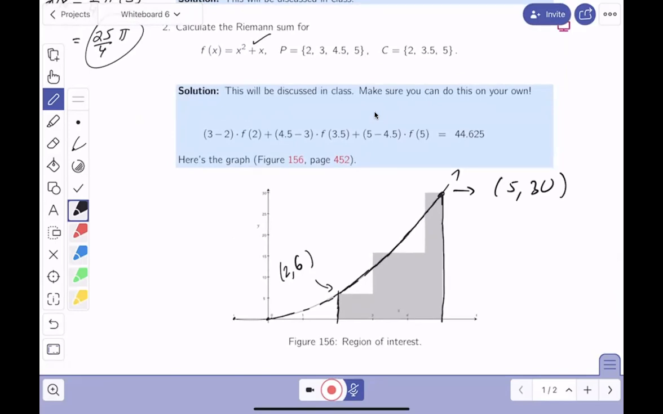They start talking about the partitions. It goes from 2 to 3, so that's this point over here. Okay, I see that. And then it goes to 4.5, and that's this position right over here. Let me write this down for you. This is x equals 3, and this is x equals 4.5.